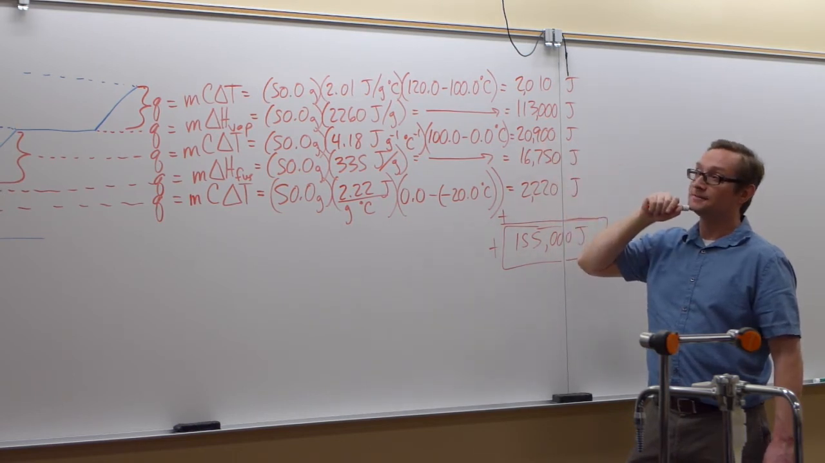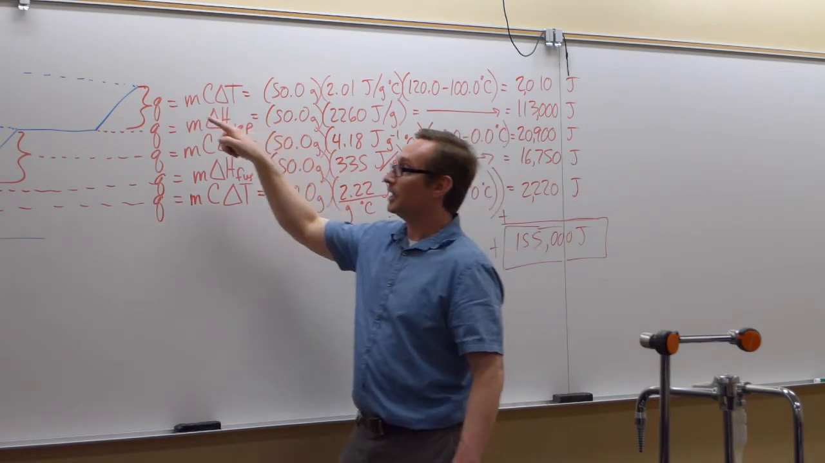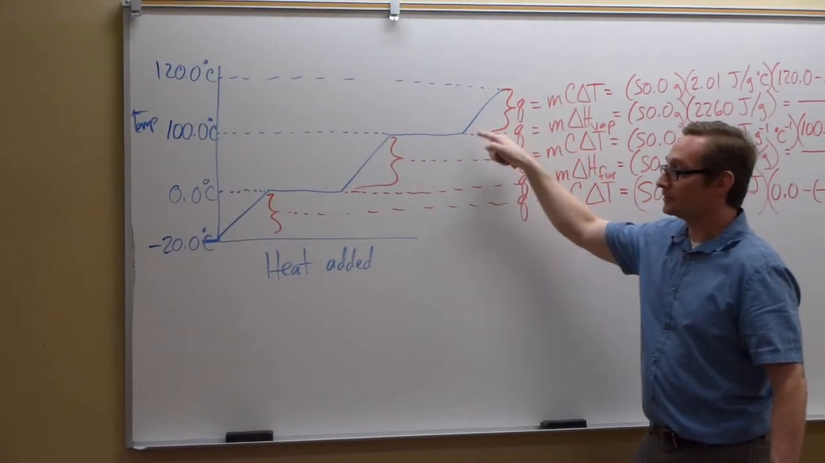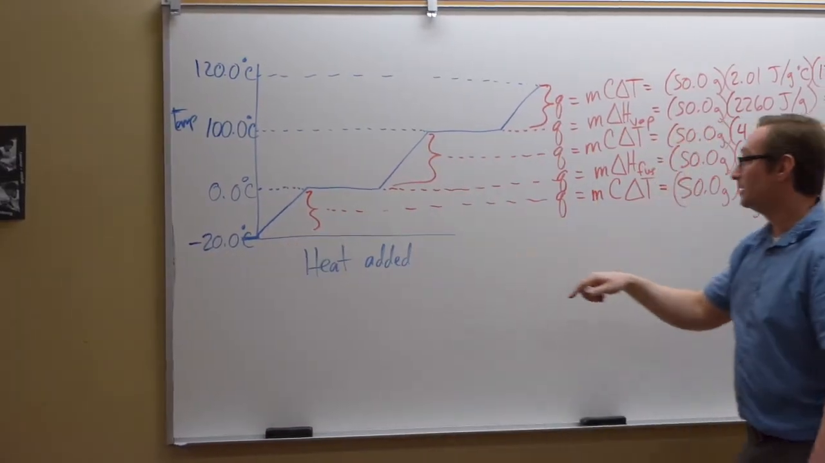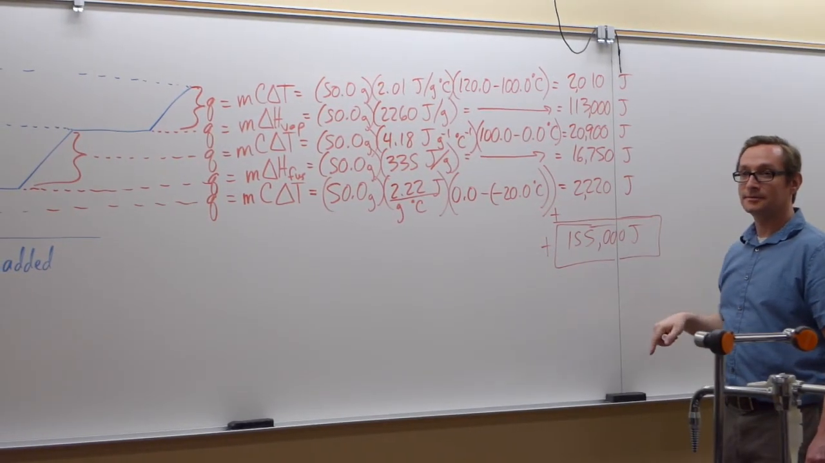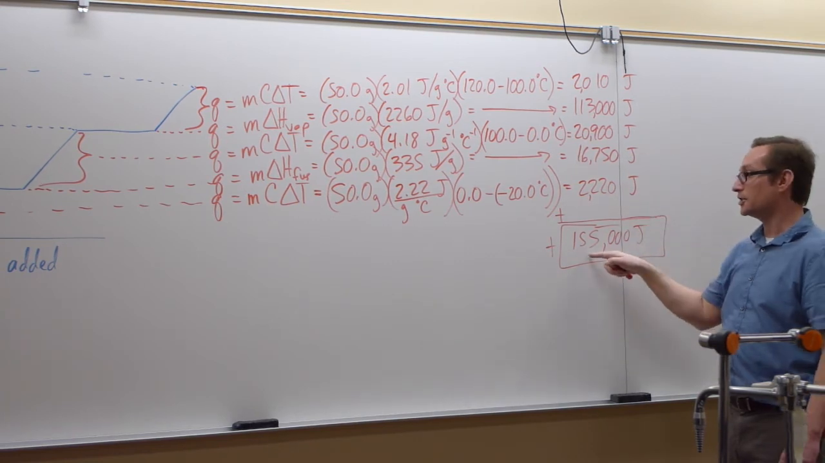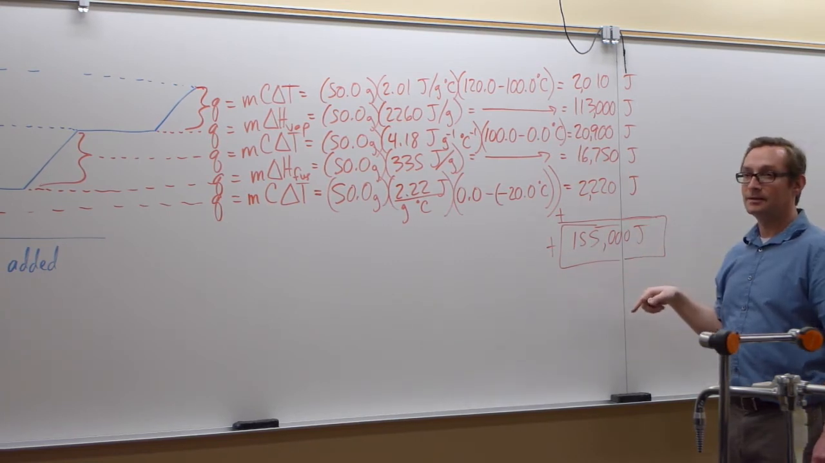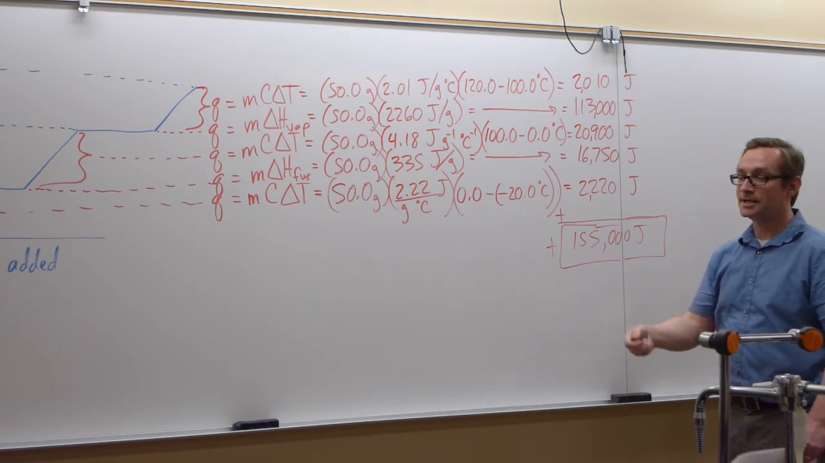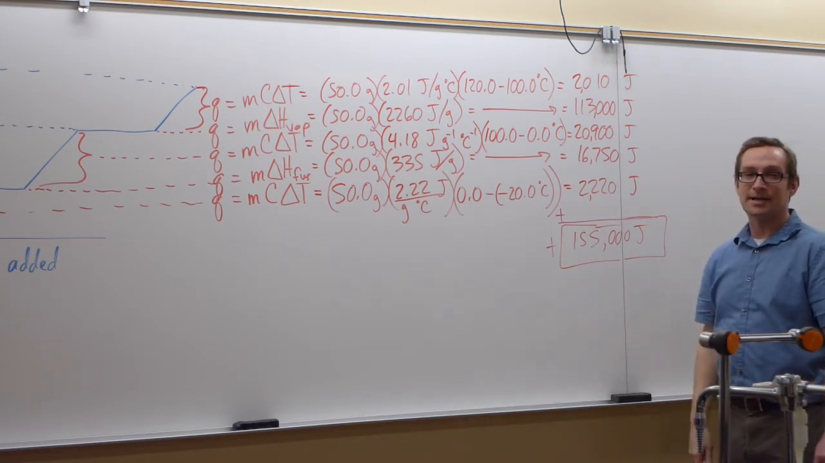Let me ask you a question. If I were to cool the water back down to minus 20, what would the answer be here? If I went back from 120 down to minus 20, how would it change this number? It would just become negative, right? Because you got to take that energy out now. You got to take that heat out to cool the water back down.